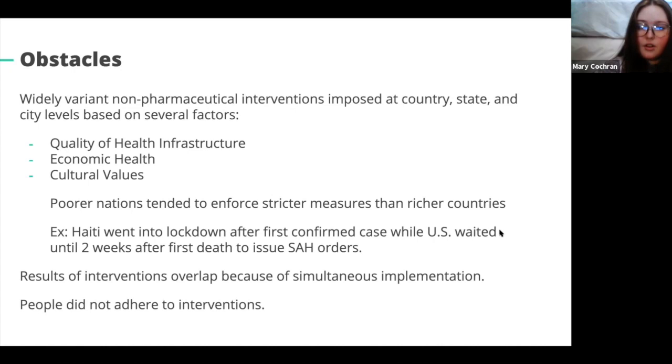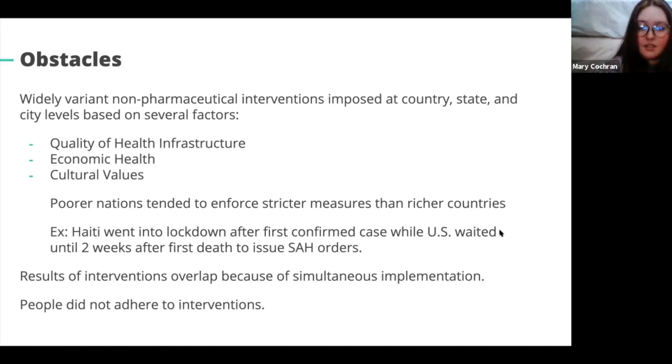For example, early findings seem to suggest that poorer nations tended to enforce stricter measures than richer countries did relative to the severity of their outbreaks. For example, the Caribbean nation of Haiti enforced lockdown after its first confirmed case, whereas the United States waited until more than 2 weeks after its first death to issue stay-at-home orders. That may be because lower income countries with less developed healthcare systems act more cautiously.